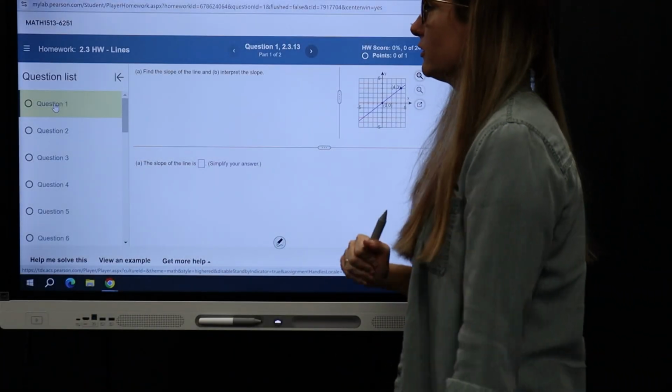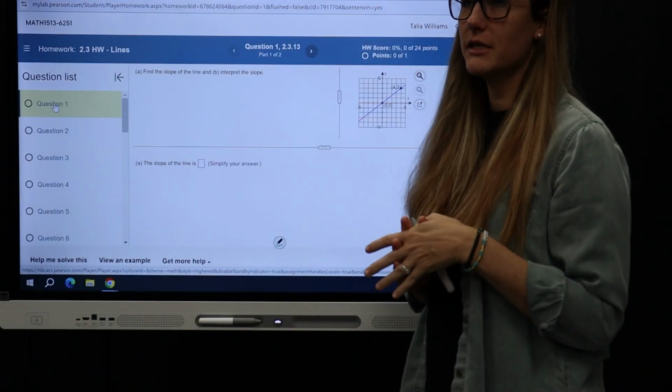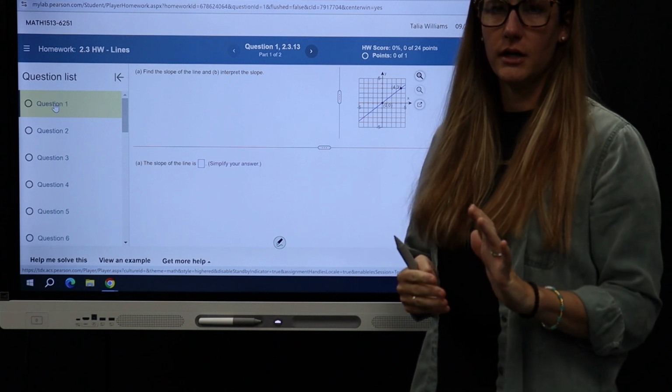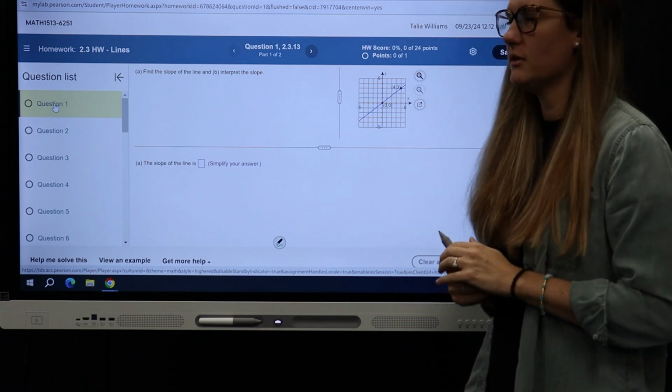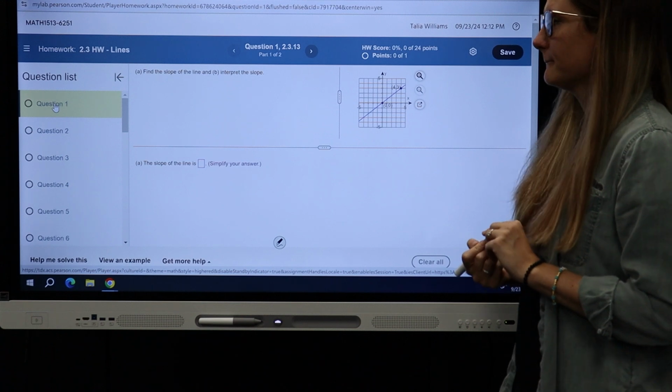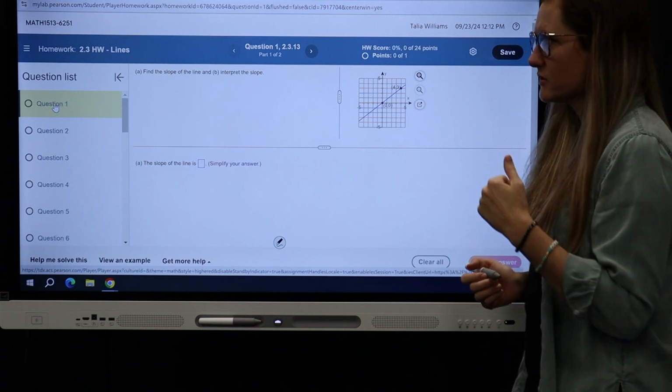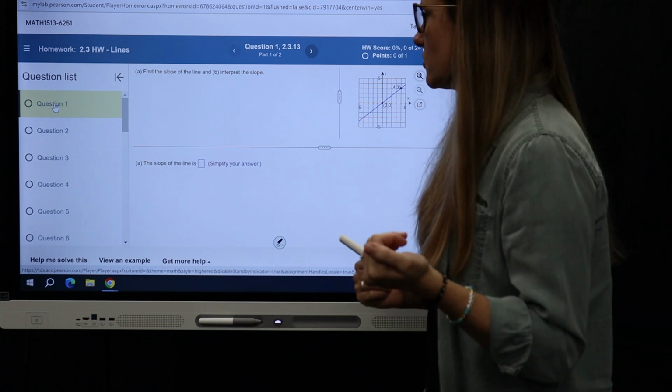This is 2.3. It's all about lines. This is going to be linear equations like crazy, lots and lots of them. Getting started, the slope of a line, we call the slope.